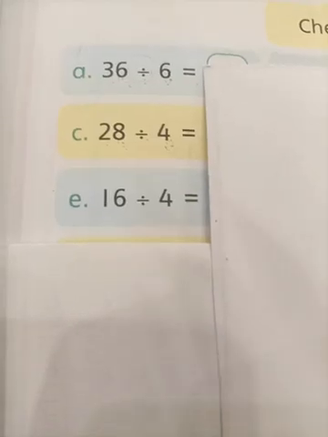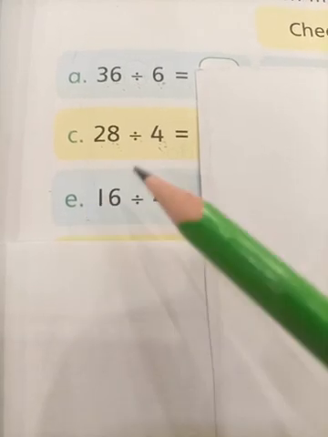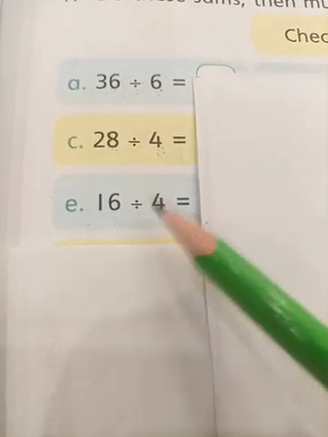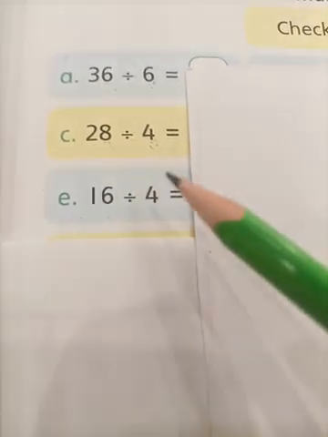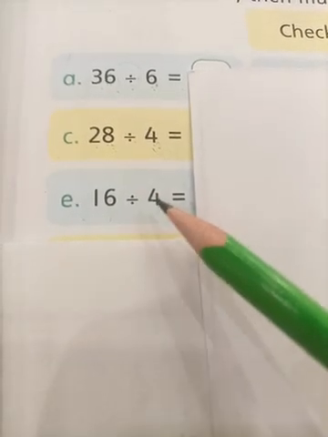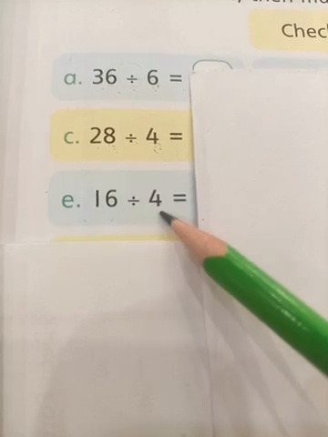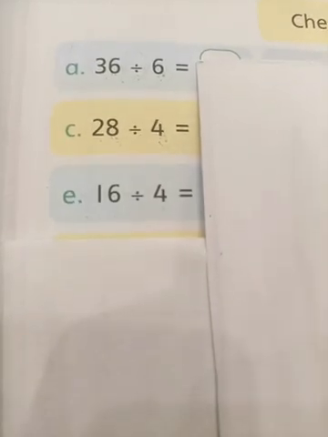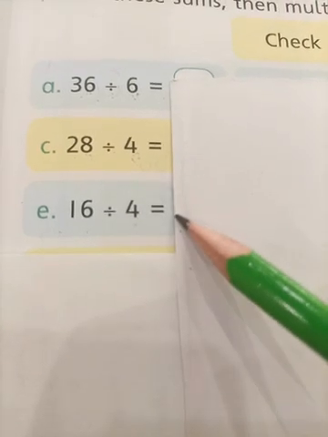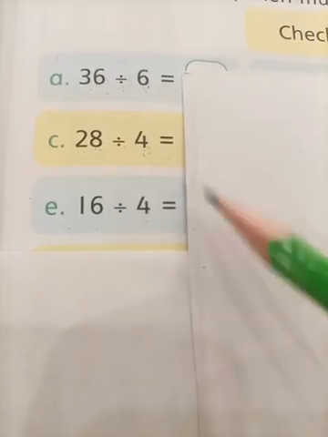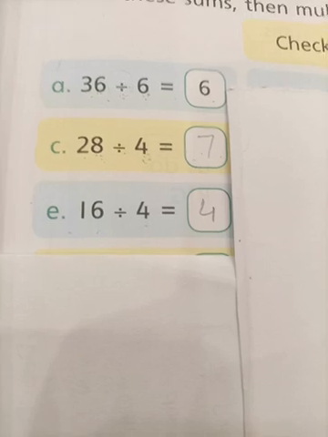Okay. Here is our next question. 16 divided by 4. Students, we will read the table of 4 until we get 16. So 4 ones are 4, 4 twos are 8, 4 threes are 12 and 4 fours are 16. So here we will write the number 4 because 4 fours are 16.